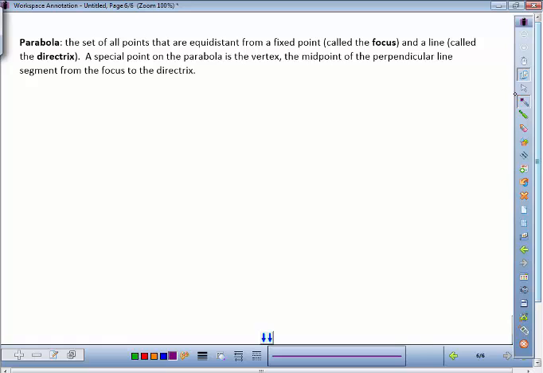So without any axes and just looking at a point and a line, what we want to do is find all the possible points that are equidistant, the same distance from your xy point somewhere in space, as long as it's going to be the same distance from the point, the focus, to the directrix.